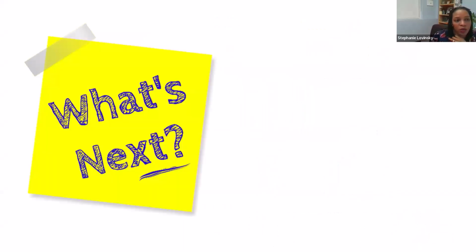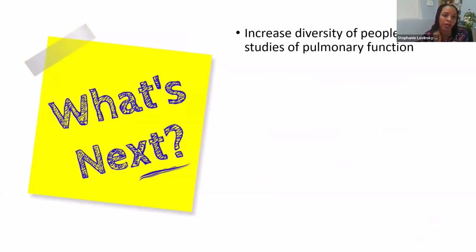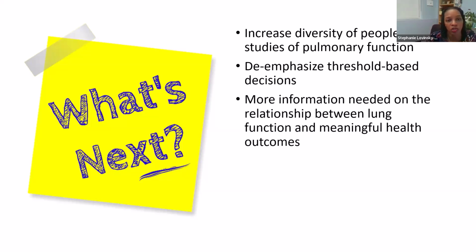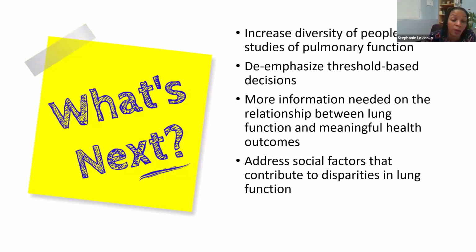So just briefly to touch on, what are some next steps, or where should we be moving in this field and in this discussion of the removal of race and ethnicity in our interpretation? I think it's super important that we increase the diversity of the people who are incorporated in studies of pulmonary function testing. This was alluded to by some of my co-presenters. I also briefly mentioned de-emphasizing threshold-based decision-making, and rather than focusing on a percent predicted, focusing more holistically on multiple factors rather than just the lung function. More information is needed on the relationship between lung function and meaningful health outcomes. This is an area that is definitely primed for future research. A big one is addressing the social factors that actually contribute to disparities in lung function.